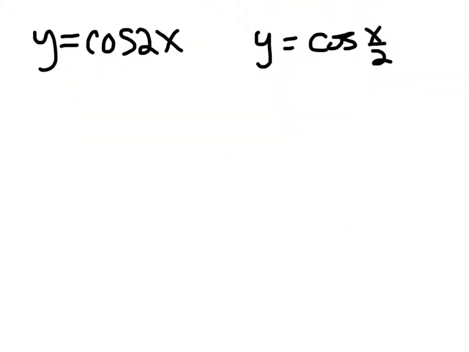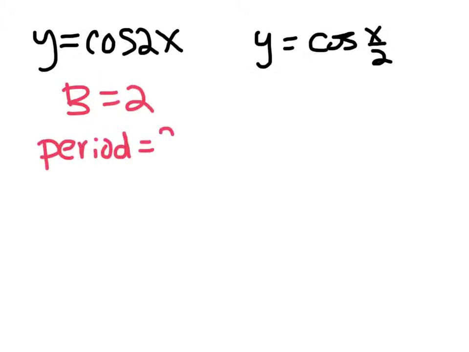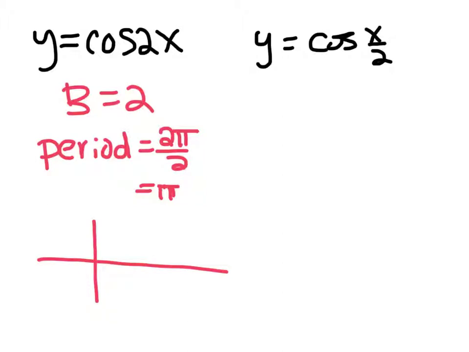Most people who struggled with amplitude and period had a really hard time distinguishing the difference between these two problems. In this case, the b value is equal to 2. And so the period is equal to 2 pi divided by 2, which is pi. So you should know that your cosine function normally looks like this and goes back up in 2 pi. So if you changed your period to pi, it would go down and back up and stop right there.